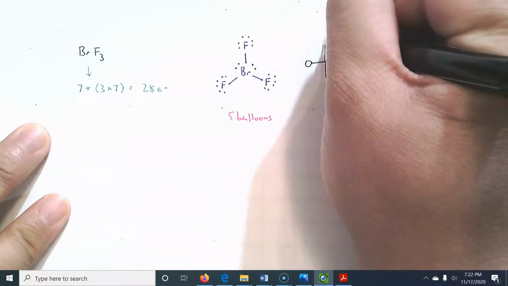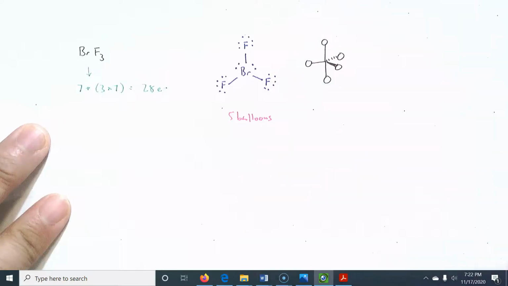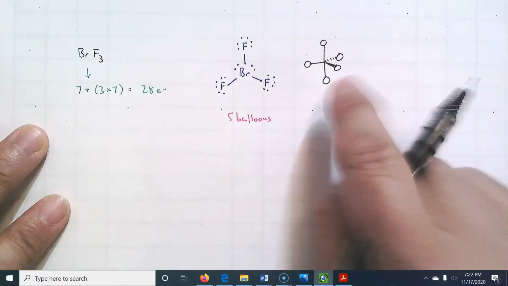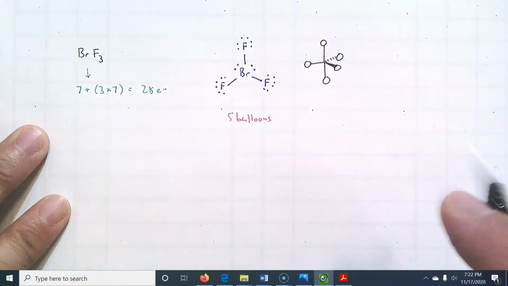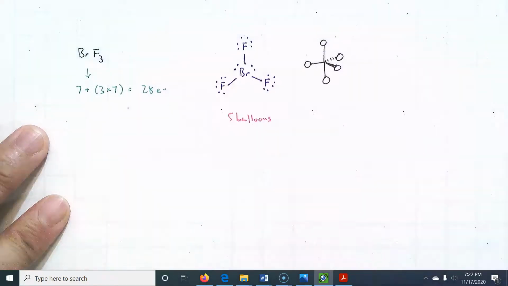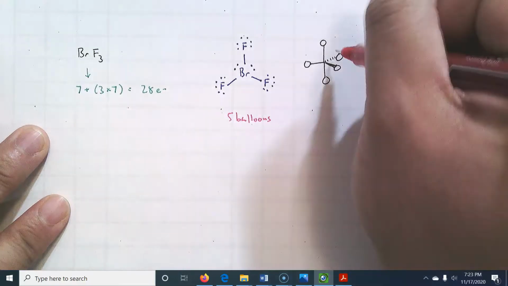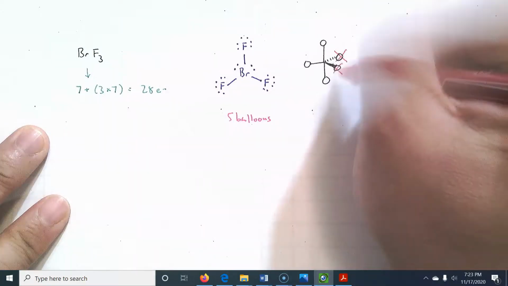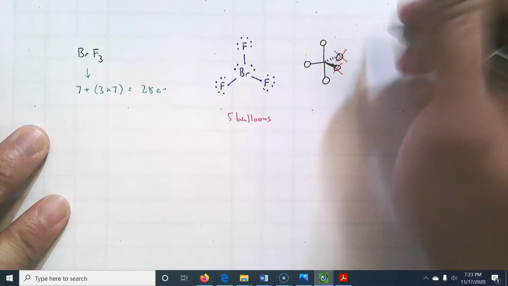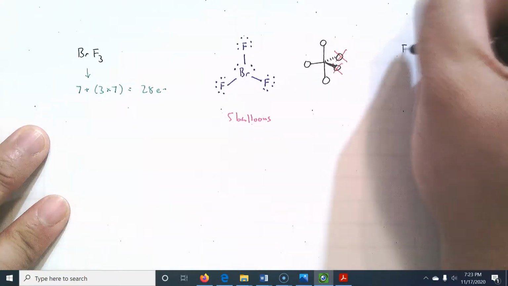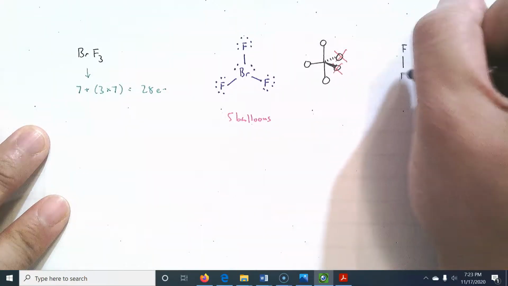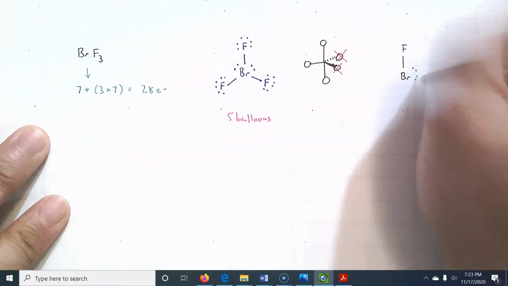Five balloons. But we removed 2 atoms, right? 2 atoms, 1, 2. So the 2 atoms we removed were, let's take off this one and this one. So what do I have? I really have T-shaped.